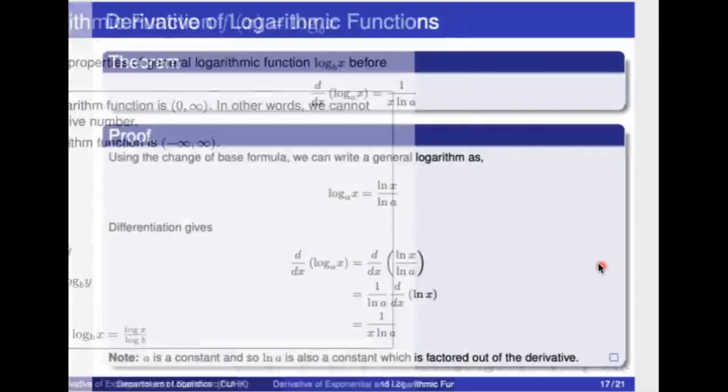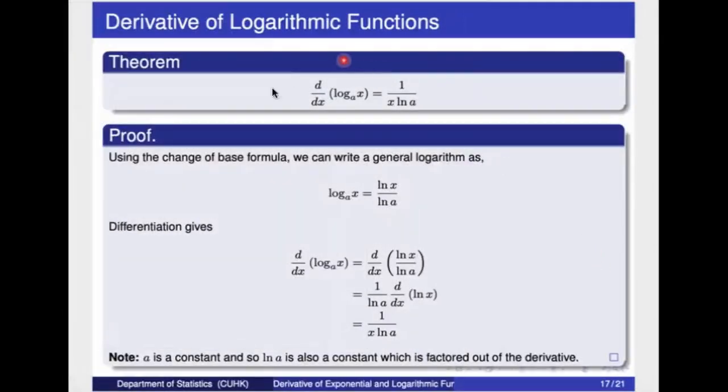Now, let's delve into the derivative of logarithmic functions. The theorem states that d over dx log base b of x equals 1 over x times ln b. To prove this theorem, we will use the change of base formula. Recall that log base b of x equals ln x over ln b.